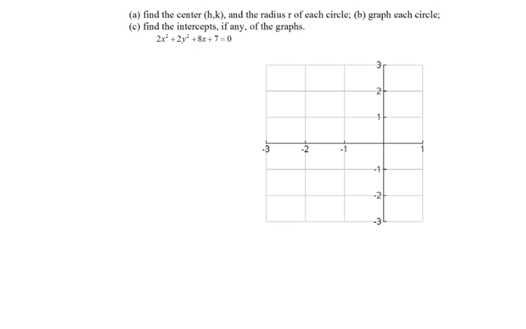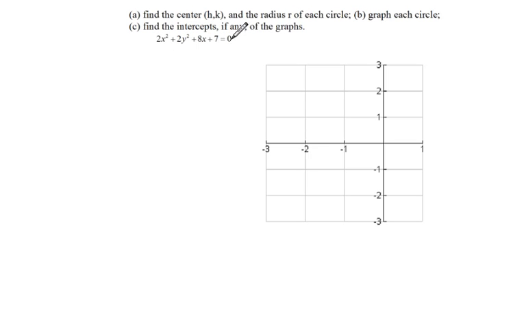Alright, here we have another example that says find the center (h, k) and the radius r of each circle. Then graph the circle and find the intercepts if there are any. Okay, so our example problem looks like this.